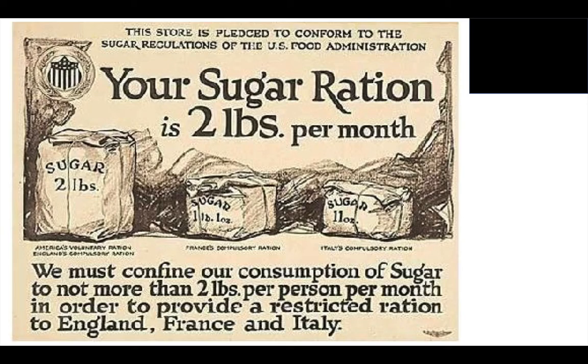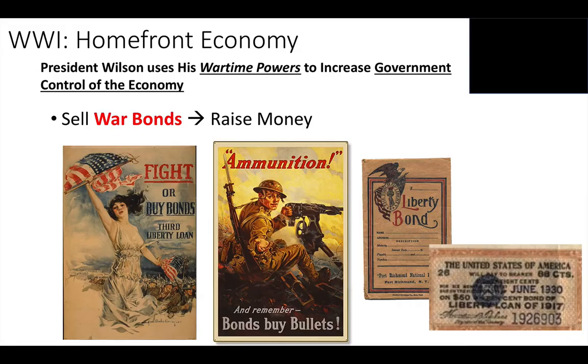This is another example of rationing. So, for example, your sugar ration is 2 pounds a month. If you could use less than 2 pounds per month, you allow that sugar to go to the allies in England, France, and Italy. So that's the idea, that we're asking Americans to use less sugar so that we can use that sugar for U.S. troops and to send that to our allies in Europe.